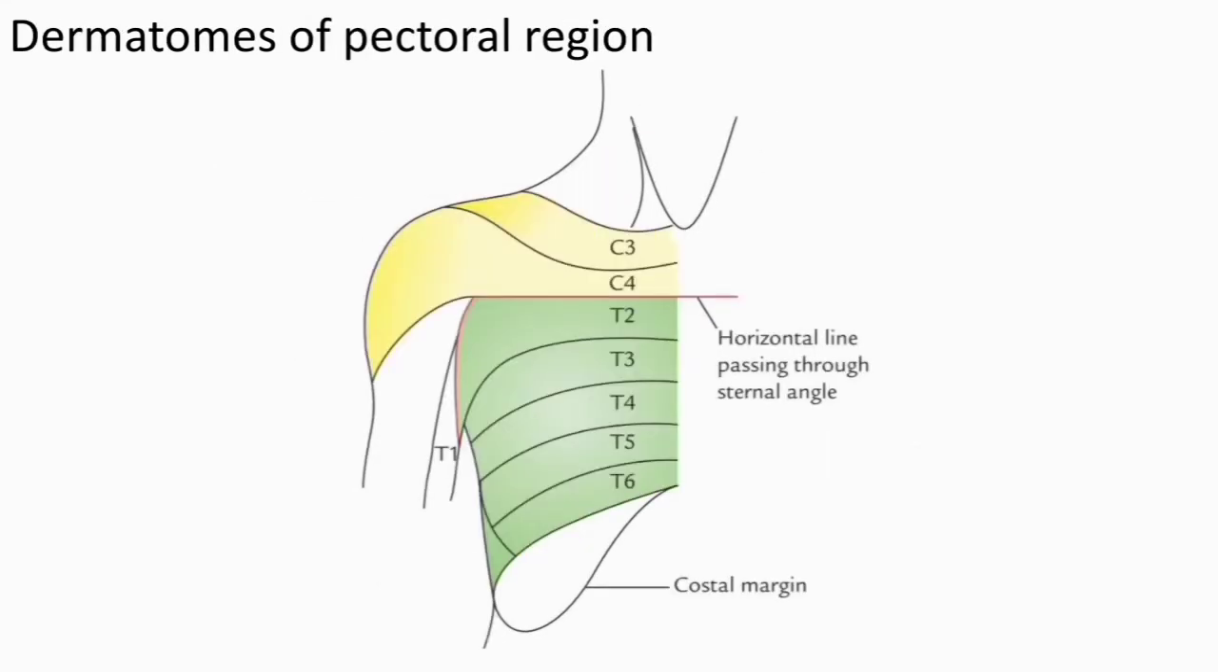Next, the dermatomes of the pectoral region. You can see here the horizontal line passing through the sternal angle. Above, it is supplied by C3 and C4, and below from T2 to T6. Here you can see the C4 and T2 spinal segments meet directly, because from the C5 to T1 they supply the upper limb in form of brachial plexus.